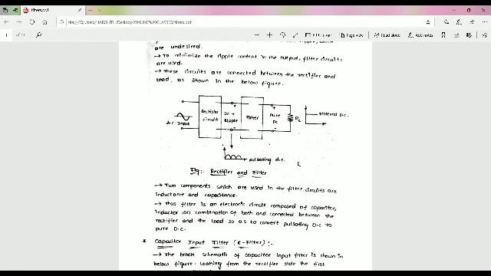The choke input filter is not in use nowadays, as inductors are bulky, expensive and consume more power. Only capacitor filters are widely used.